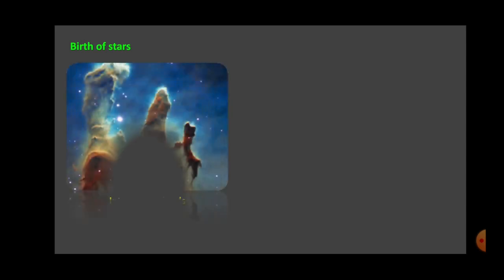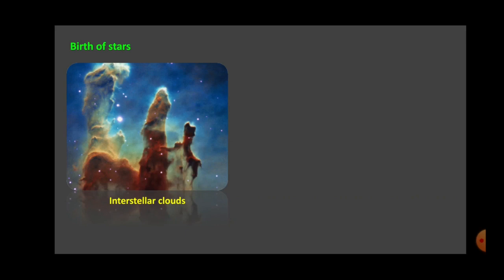Then a very interesting topic we have to study is the birth of stars. How the stars are born. Now, the birth of a star takes place through a process. The huge clouds of gas and dust are present in the empty spaces in the galaxy in between the stars. Now, these are called interstellar clouds. Now, you can see the picture of an interstellar cloud on the screen.